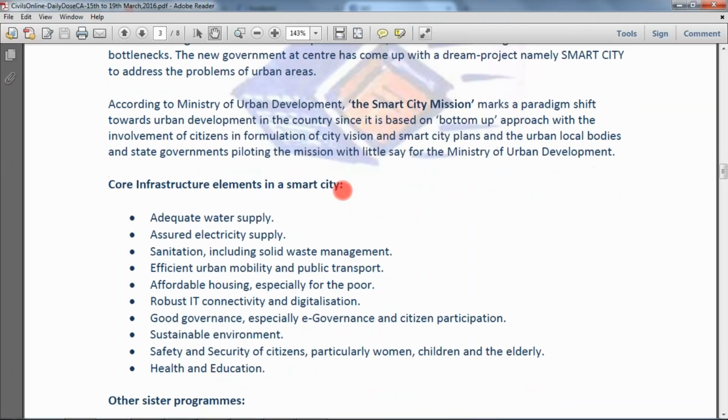Core infrastructure elements in a smart city: what a smart city, at least from the Indian perspective, should consist of. There should be adequate water supply, electricity supply, sanitation and solid waste management, efficient urban mobility and public transport, affordable housing, especially for the poor, robust IT connectivity and digitalization, good governance, especially e-governance and citizens' participation, sustainable environment, safety and security of citizens, particularly women, children and the elderly, and health and education. So these are the core infrastructure elements of a smart city.